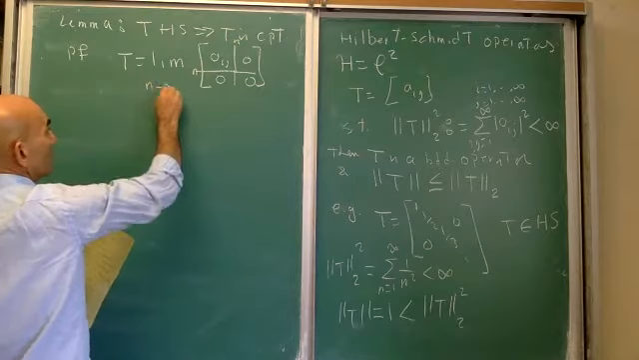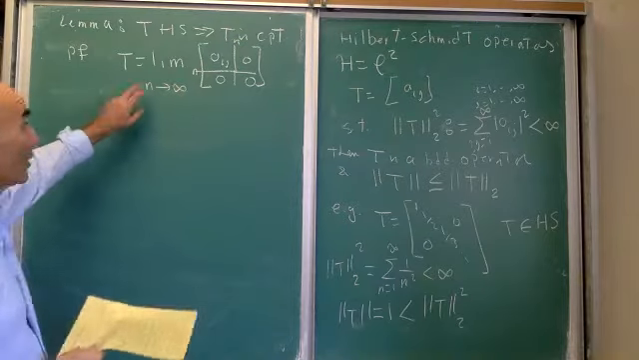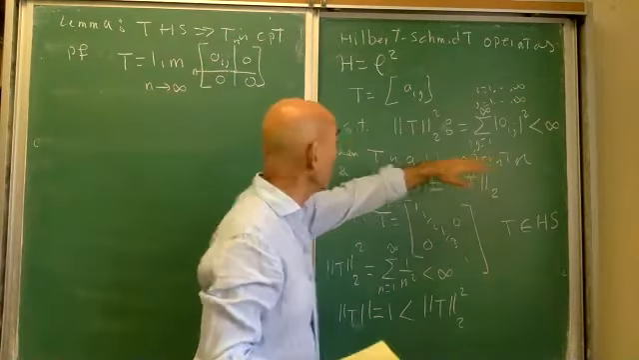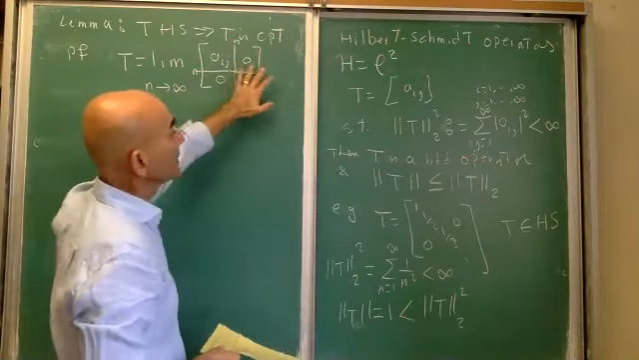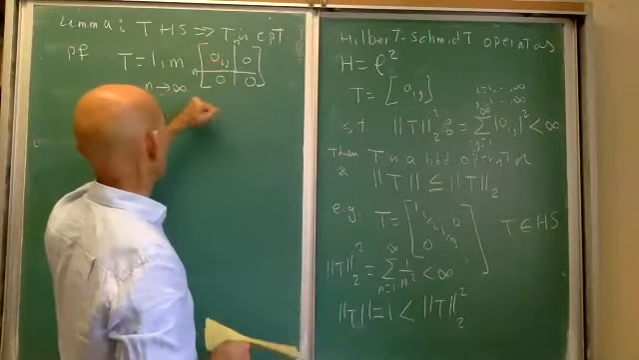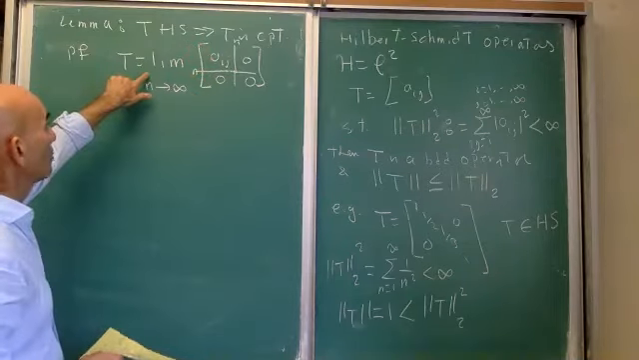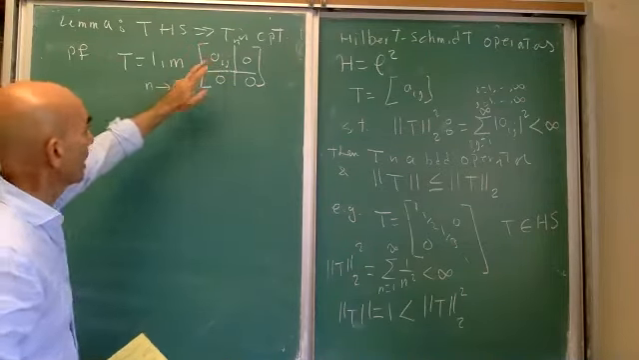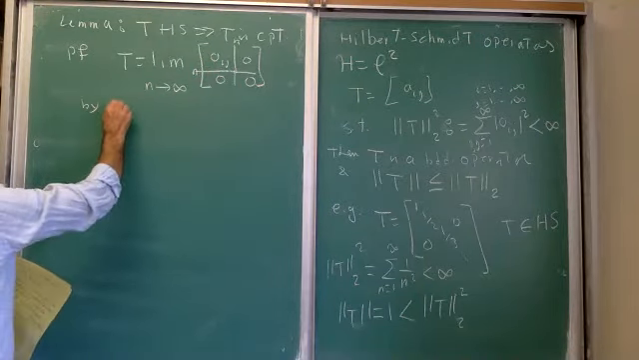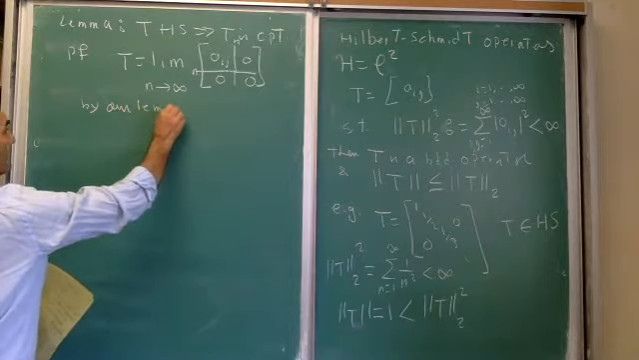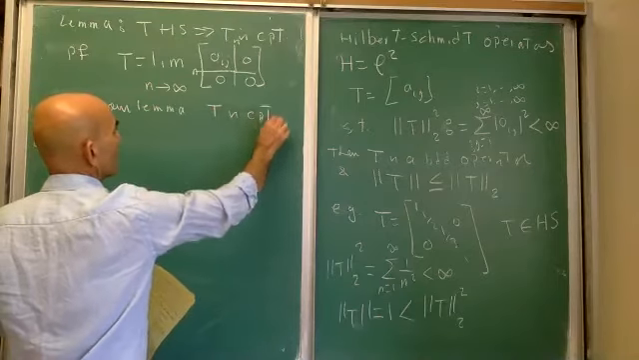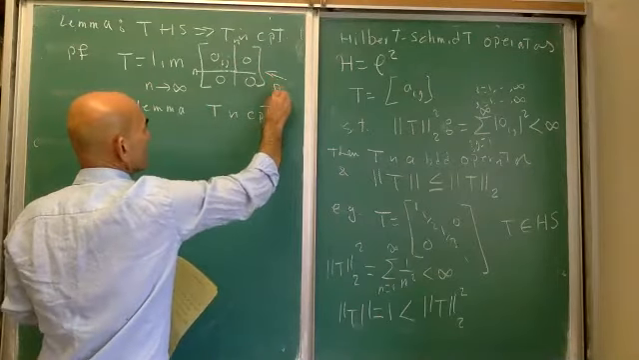This converges in operator norm, because T is Hilbert-Schmidt, so the remainders are going to 0. Then it follows that T is really a norm limit of finite rank operators like that. So by our lemma, T is compact. I mean, this guy is finite rank, right?